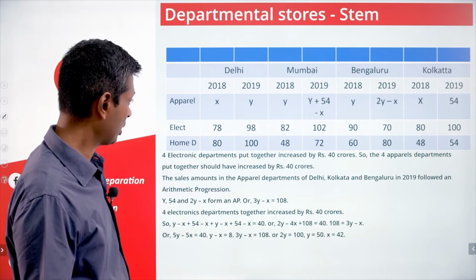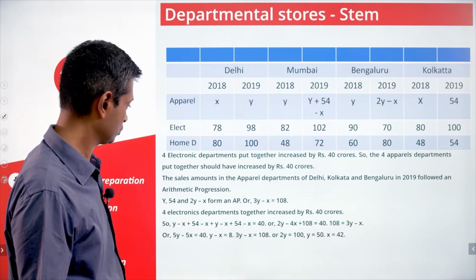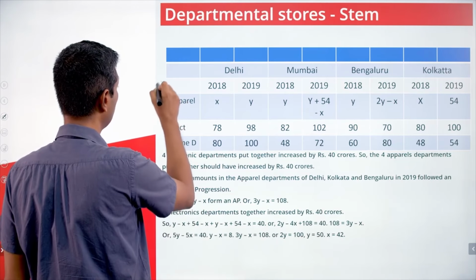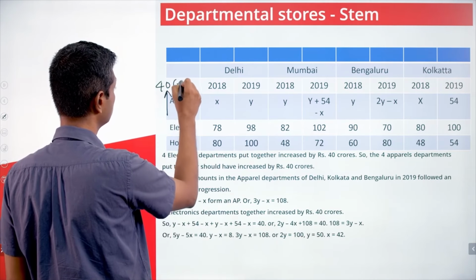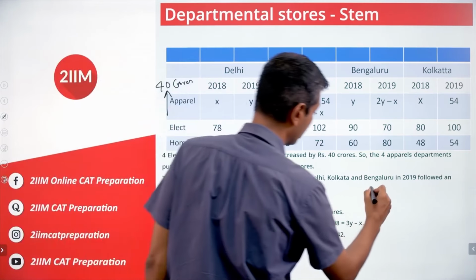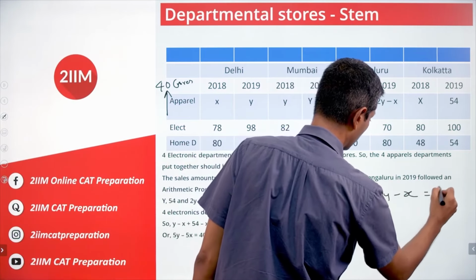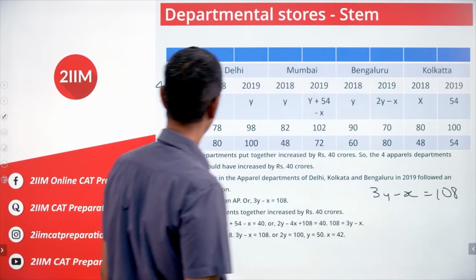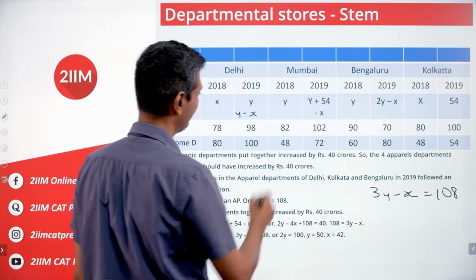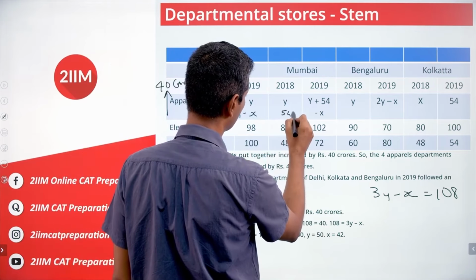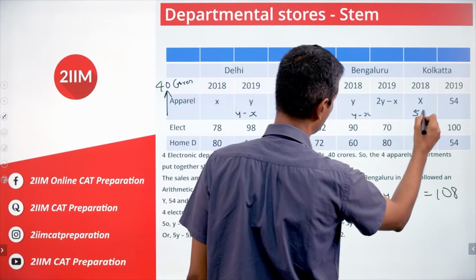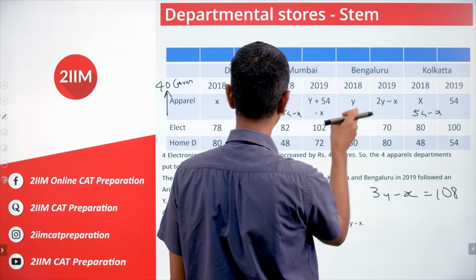The sales amounts in apparel department followed an arithmetic progression. Now we also know one thing. The apparel total increased by 40 crores. That we know. We also know that 3y minus x equals 108. What is the apparel increase here? Here it is y minus x. What is the increase here? Here it is 54 minus x. We already know these two are equal.